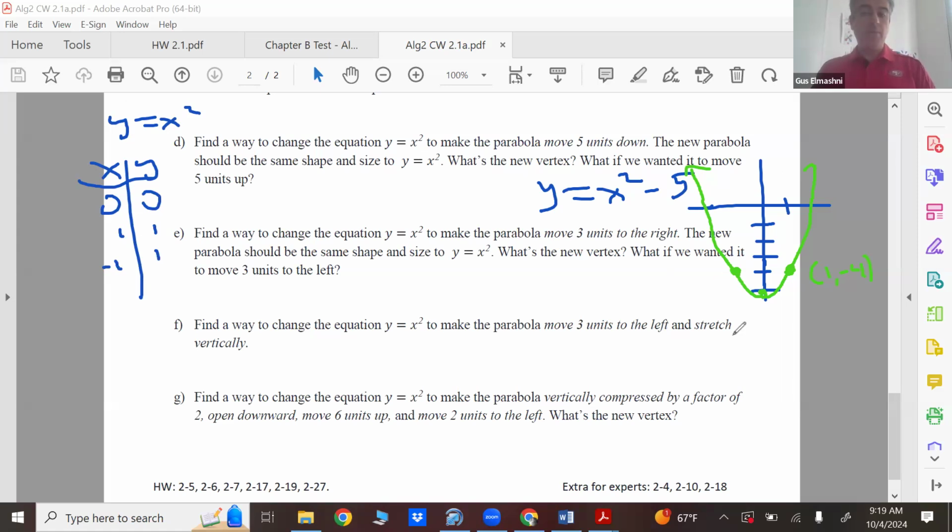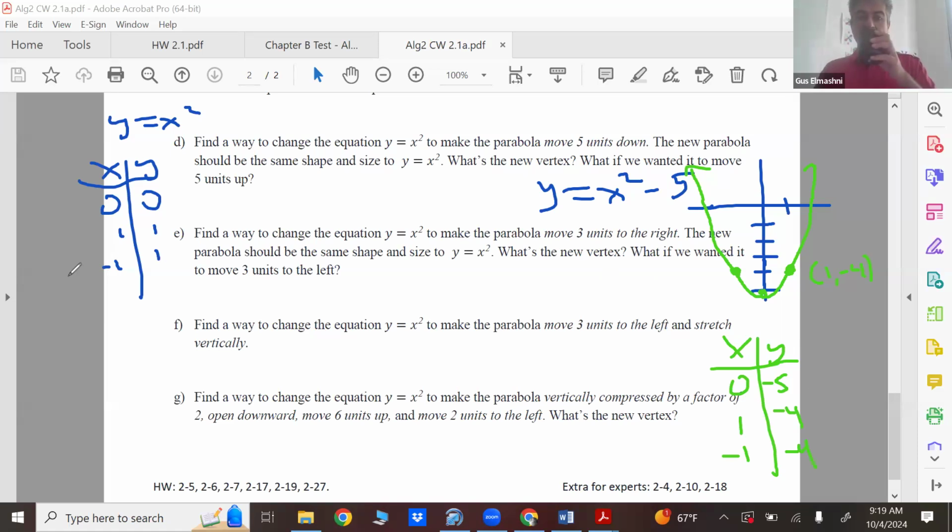What if I make a table for the green curve? Let's plug in the same x values. If you plug in 0, you get -5. Plug in 1 and -1, you get -4. See how the y values drop by 5? As they should. You did -5. So that's a very intuitive change. Not that hard. Okay. Makes sense?